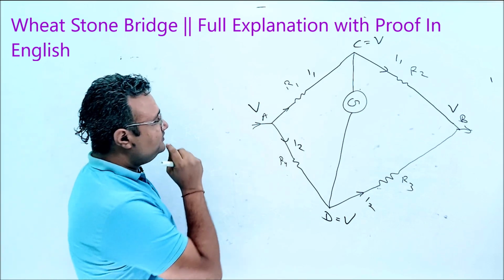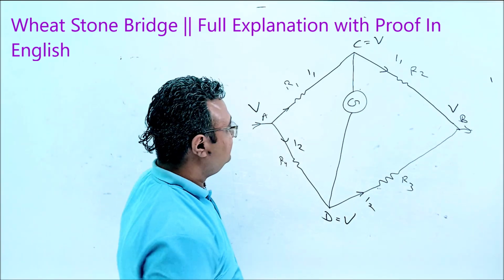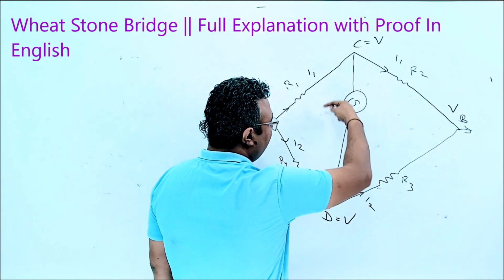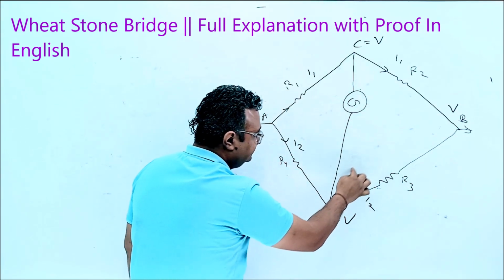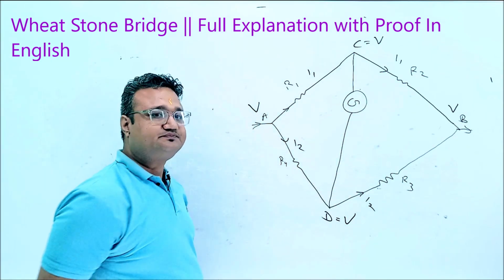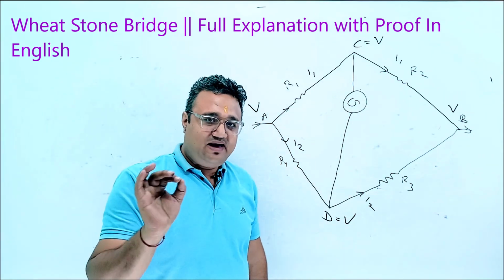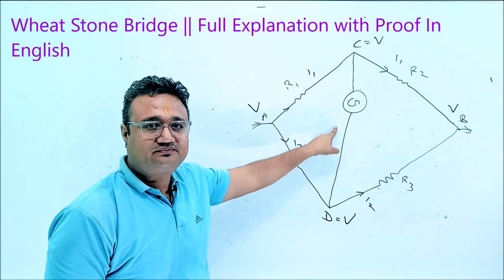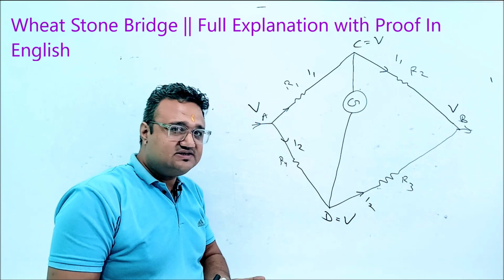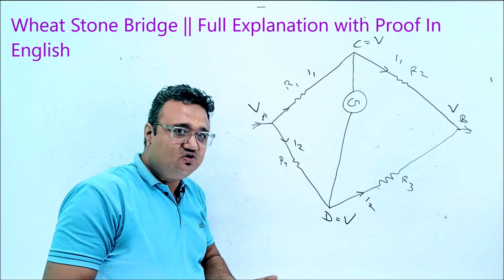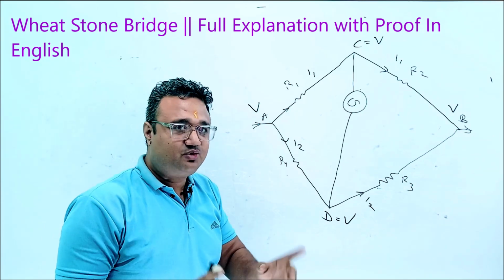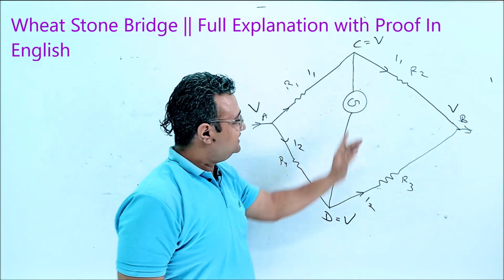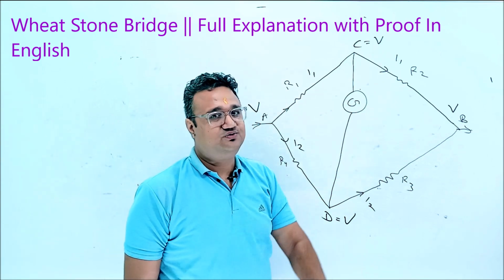Now, in balance condition, we know that in a Wheatstone bridge, no current will flow through this branch or through this galvanometer. Is it clear? In balance condition, no current will flow through this galvanometer. And in electricity, we know the current will not flow when the potential difference is zero. When the potential is the same, the current will not flow.